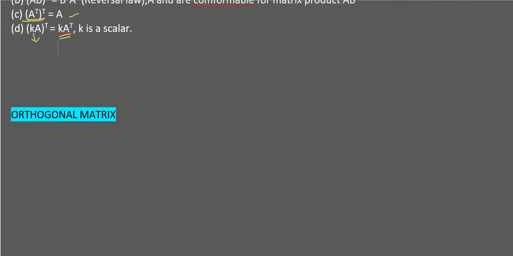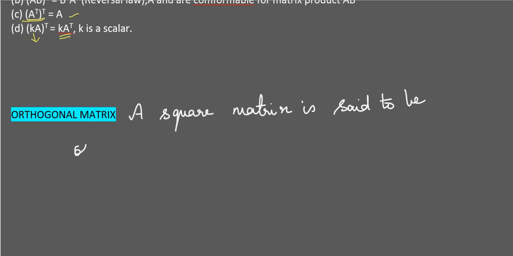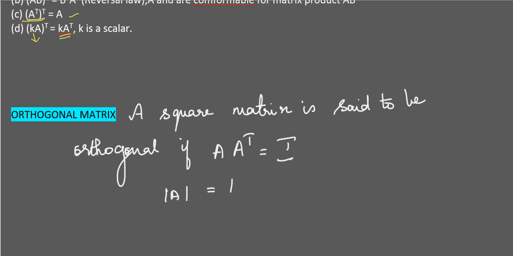Next, coming to the orthogonal matrix. What is an orthogonal matrix? A square matrix A is said to be orthogonal if A into A transpose is equal to I, and the determinant value of the given matrix will be plus or minus 1.